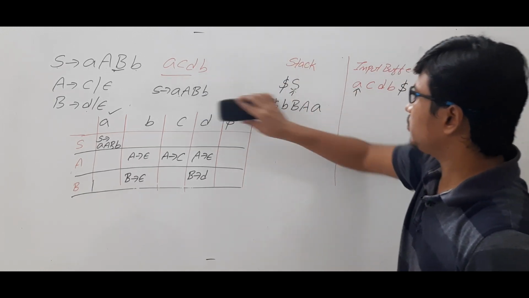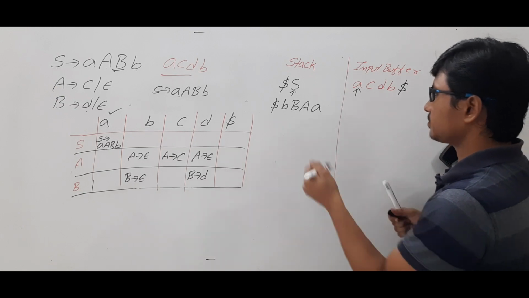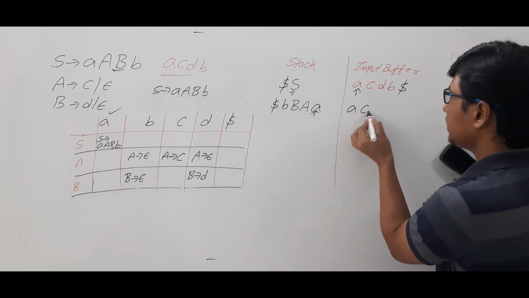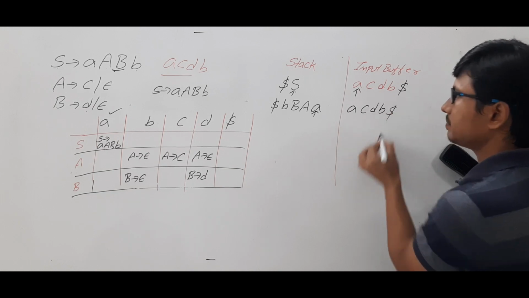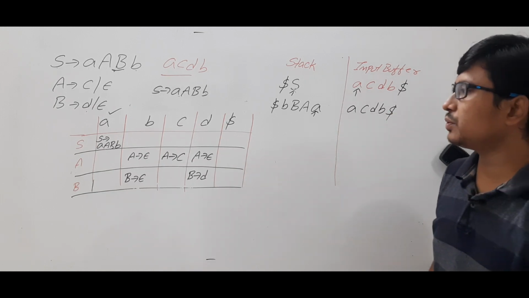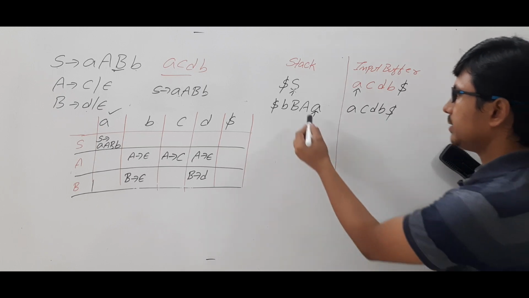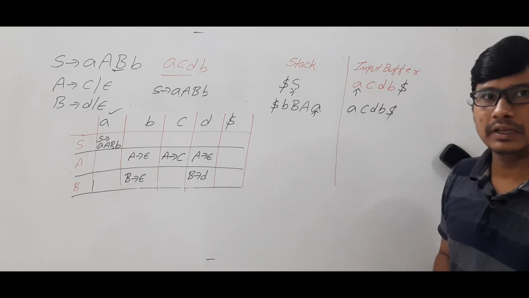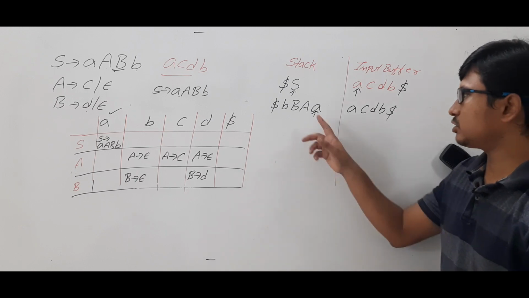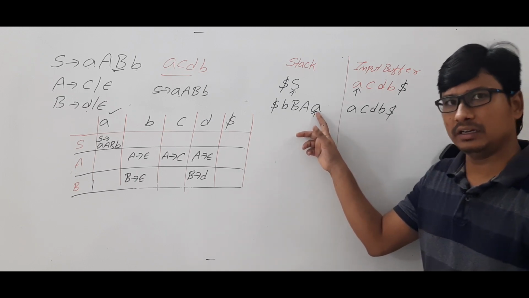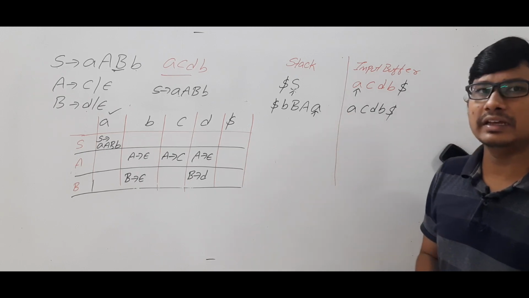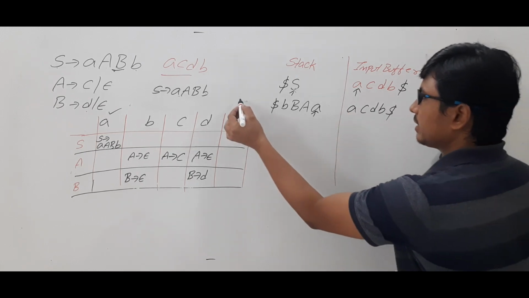Now your top of the stack symbol is this one, and you have A, C, D, B. Is it clear? Are you able to understand it or not? Okay, now listen carefully. A and A, there is a match, because top of the stack is a terminal A and your input pointer is pointing to A. There is a match. Okay, I will write it here.